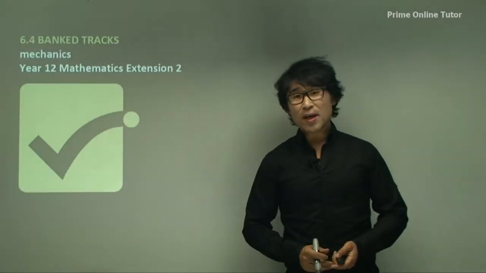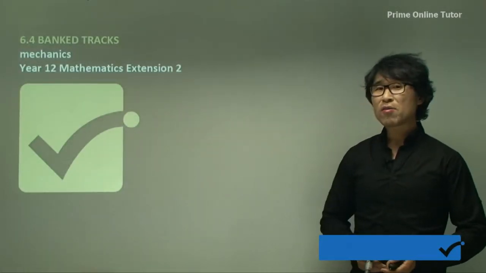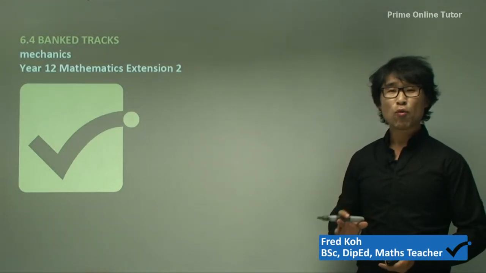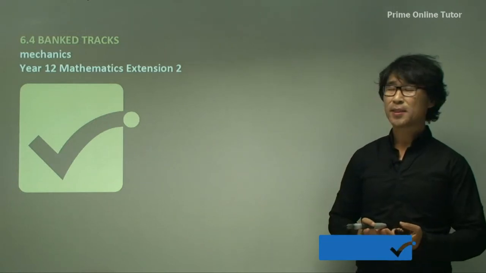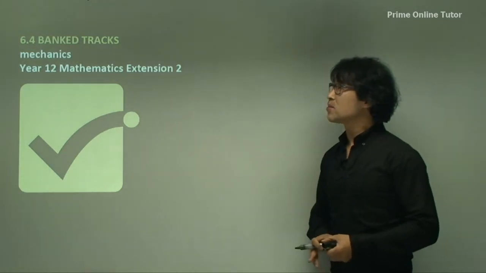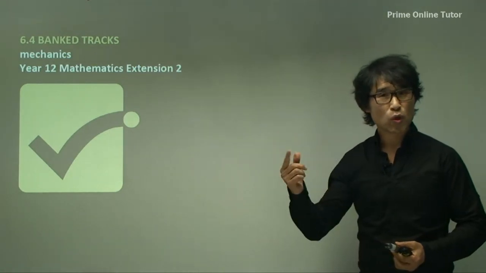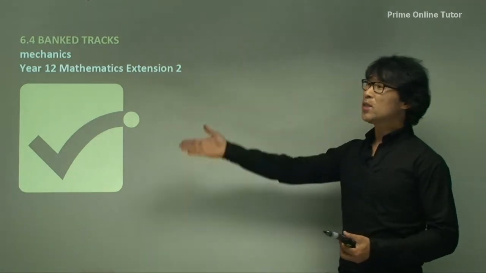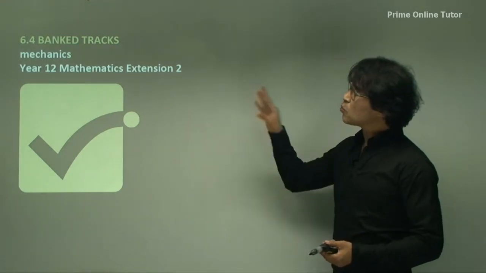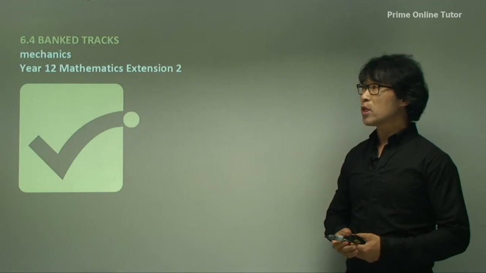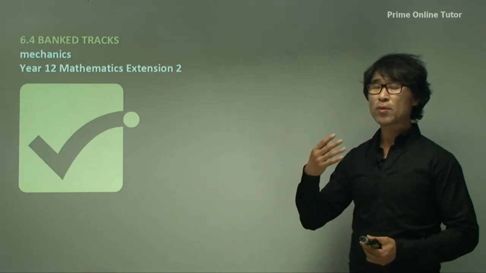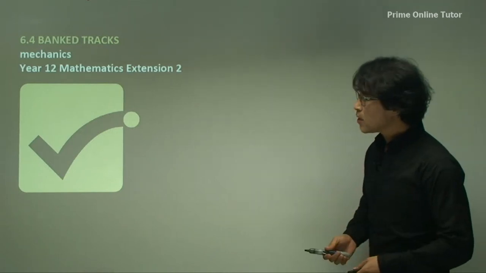Hello everyone. Today we're going to cover banked tracks, which is the last topic of the 4-unit math mechanics. The banked track is sometimes a part of the conical pendulum topic or the angular velocity topic, but I'll teach you about this topic only today. A prerequisite of this topic is the conical pendulum, so you need to know about angular velocity. Let's have a look at this one.